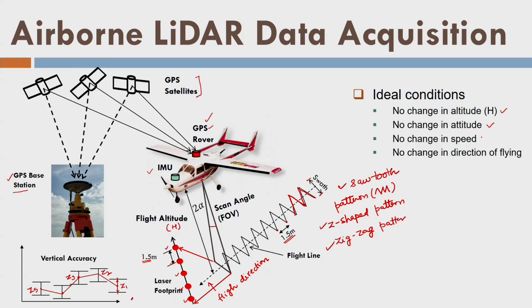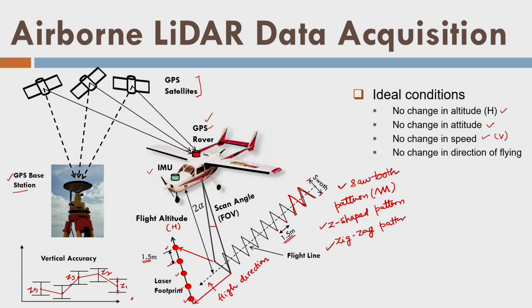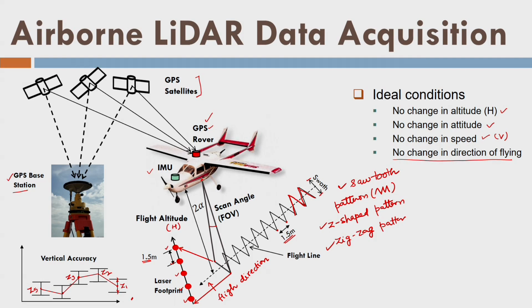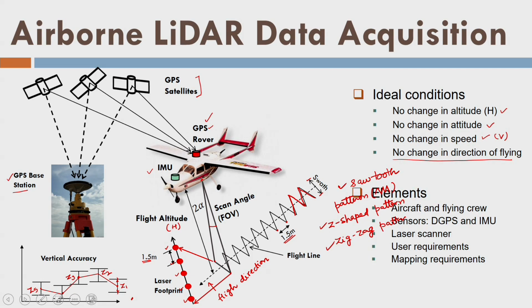The third thing is we should not change the speed. That means the aircraft is moving at a certain speed, it will always move with that speed only. Let us say the speed is v, so we should maintain the speed v only. Now there should not be any change in the direction of flying, which means if the aircraft is flying in a certain direction with respect to north, it should always fly in that direction only. And we will see in coming slides why we expect these kinds of ideal conditions, why we need them.